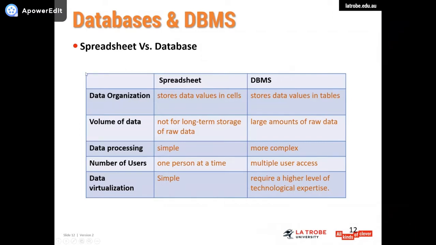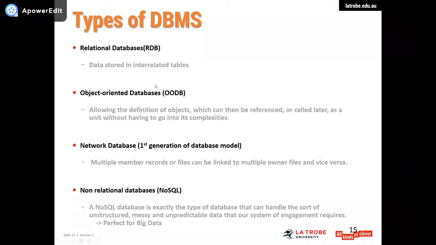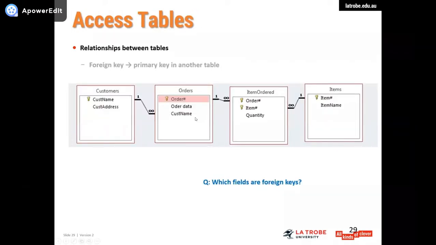Then for the types of databases, you need to understand each type and give the definition. That's the basic concept. You don't need to go into details of all these different types of database. Then in database design, you must be able to give the definition of the primary key and the foreign key. If I give you a database, you need to point out which one is the primary key and which one is the foreign key.